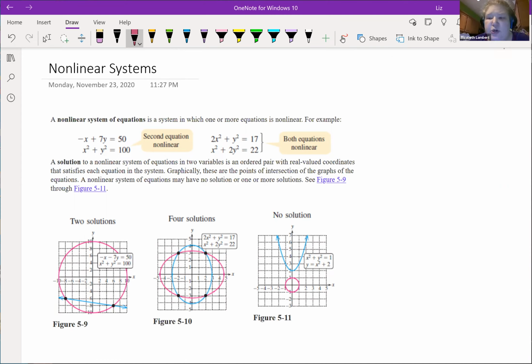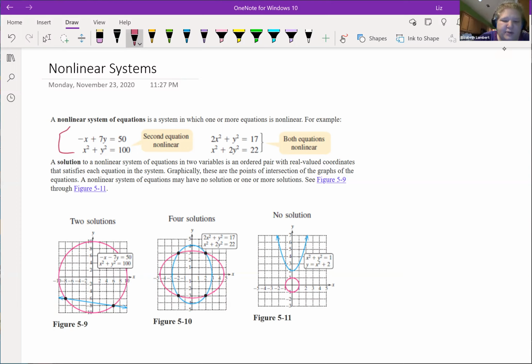But a lot of what we learned way back when we did systems of equations the first time is going to apply here. A nonlinear system of equations is a system in which one or more equations is nonlinear. Go figure. Worst definition ever. It could be only one is nonlinear or both of them are nonlinear. The way those graphs interact causes us to get more than one solution at times, but not an infinite number the way we did with lines.